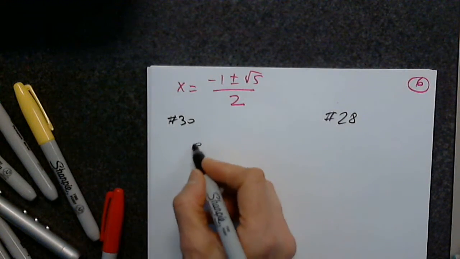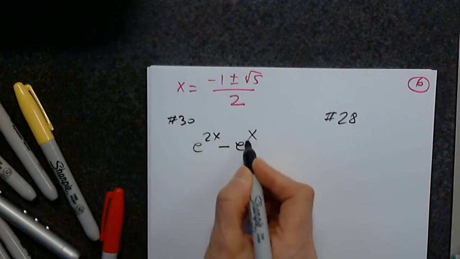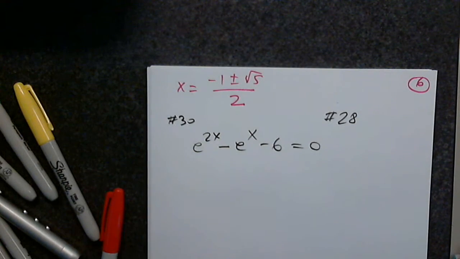Problem 30: e to the 2x minus e to the x minus 6 equals 0. Good. Okay. Remember, we have to look at the big picture, and then we have to look at the small picture. So let's look at the big picture.